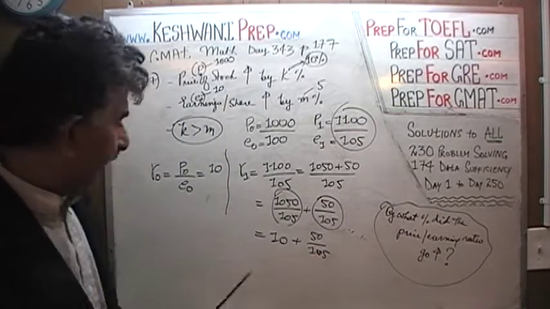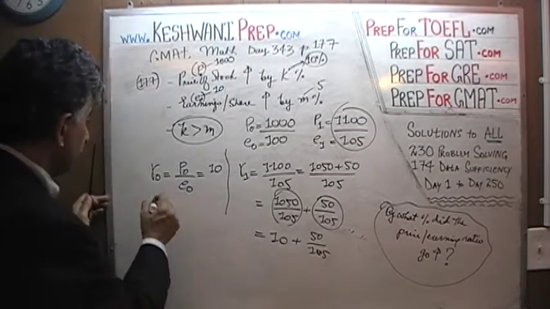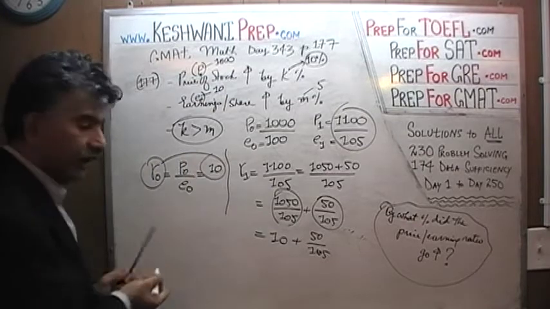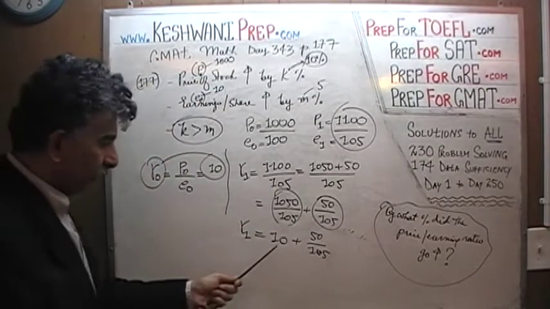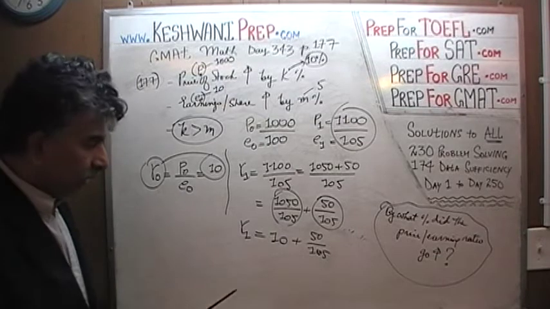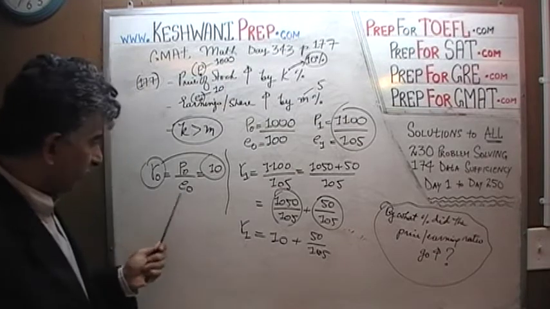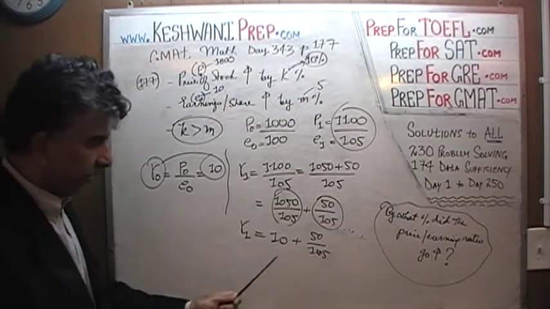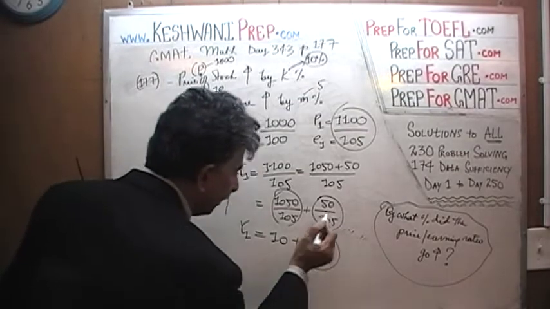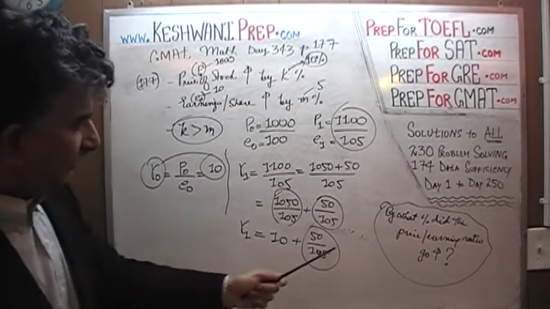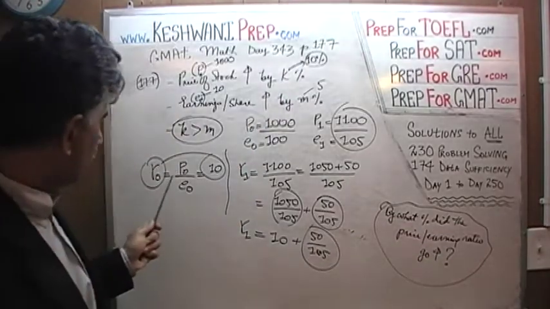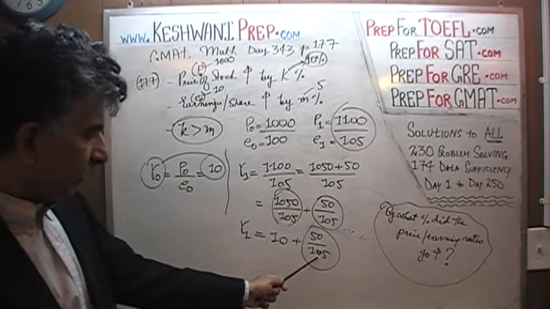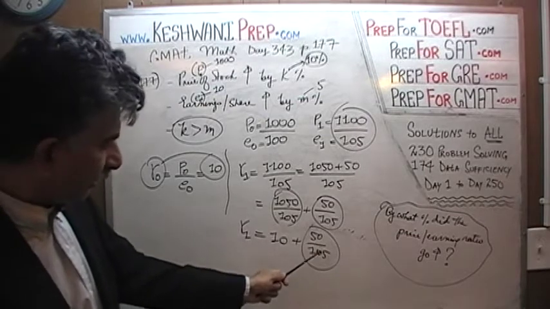10 plus 50 over 105. So the question is, how much did the ratio go up? We started with the original ratio of 10, and we end up with a new ratio of 10 plus that amount. In other words, the ratio has gone up from R0 to R1 by this amount, 50 over 105. And the question simply is, by what percentage did the price earning ratio go up? It has gone up by this amount, 50 over 105.